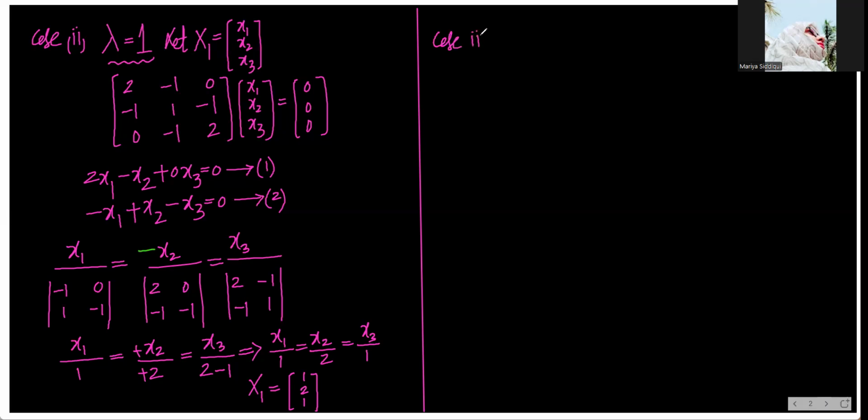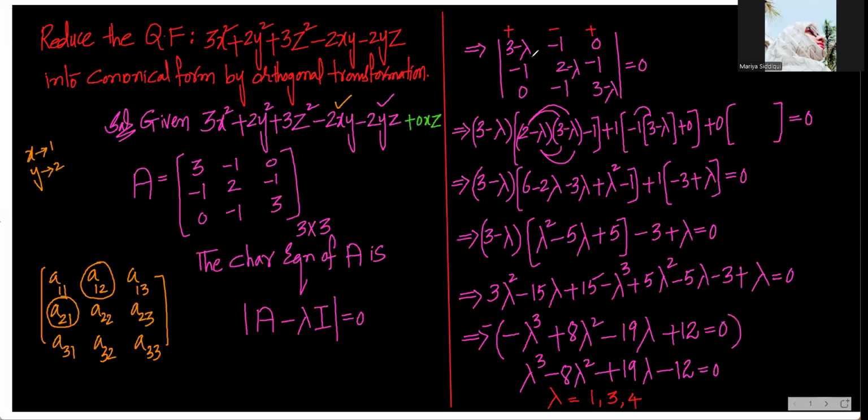Now case 2, and then we have case 3 also. Case 2, taking the lambda value as 3 and assuming that our x2 is equal to the same thing. What is x2 we are assuming? x1, x2, x3. So this lambda is equal to 3. Take it and put here.